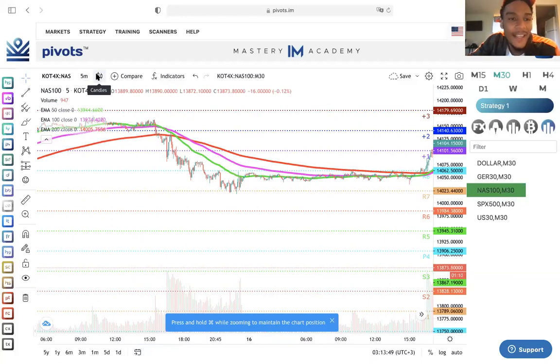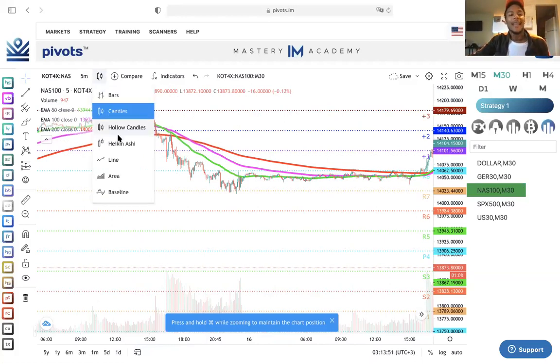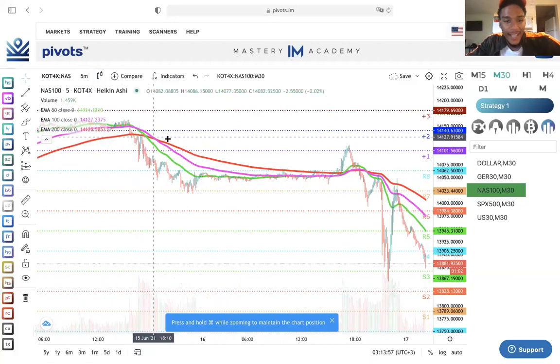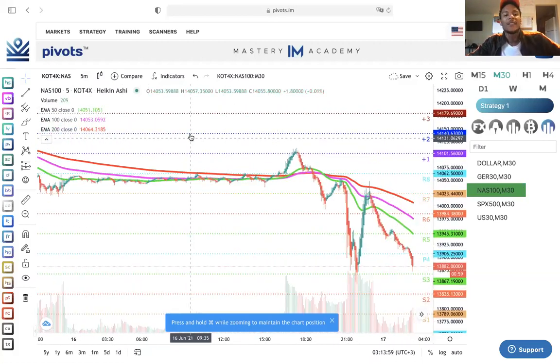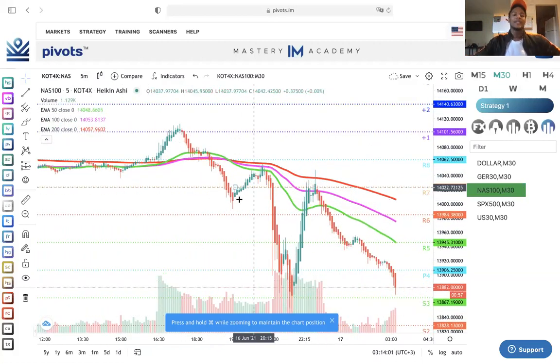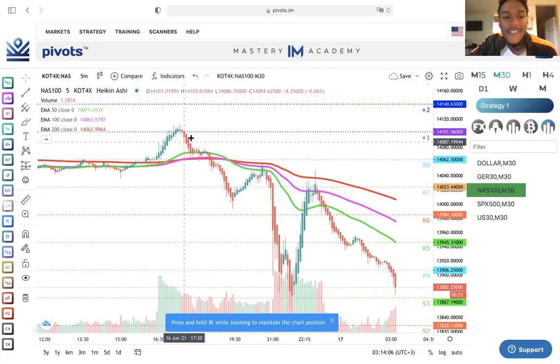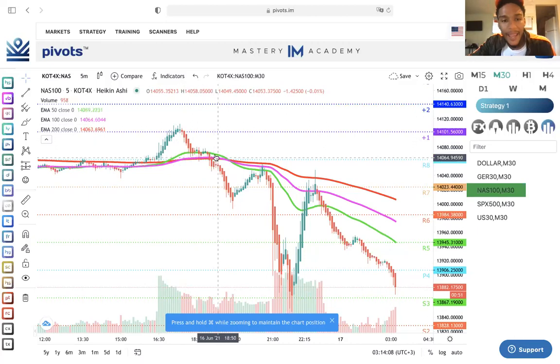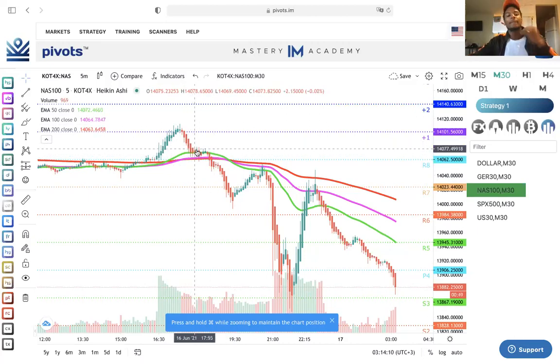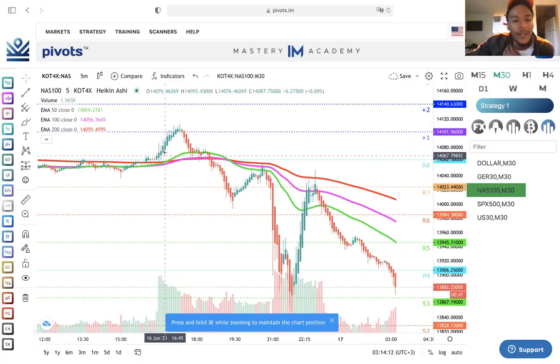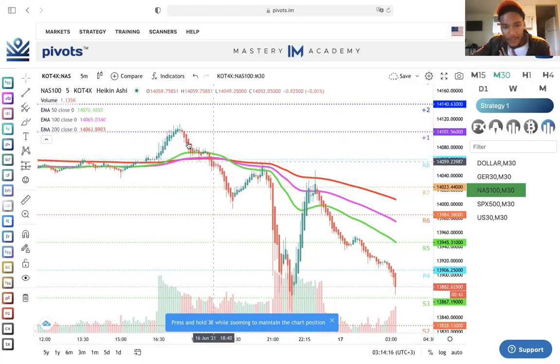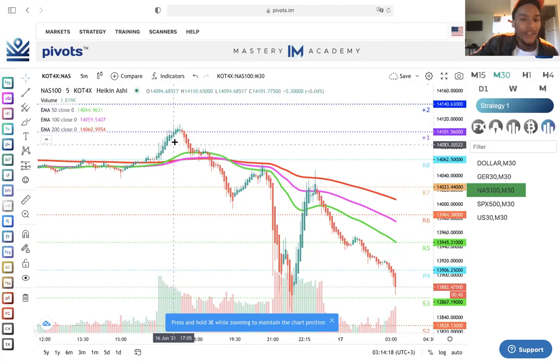Now, the next thing that we are going to do, you see the thing that's next to the time? It says candles. We're going to click that, and for this specific strategy, we're going to use Heikin-Ashi candles. So you want to click that, and I'm going to explain what Heikin-Ashi candles basically are. They're candles that measure momentum. So if you ever see these candles red, that means that the sellers have momentum. If you ever see these candles green, the buyers have momentum. Red, sellers have momentum. Green, buyers have momentum.